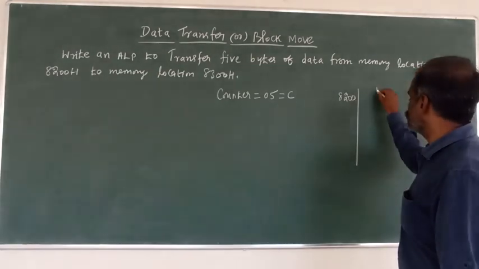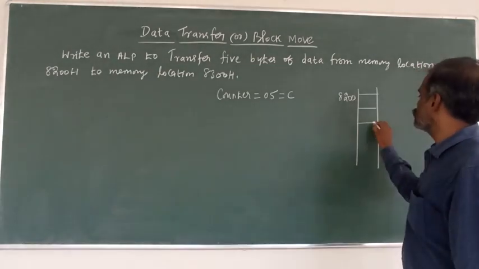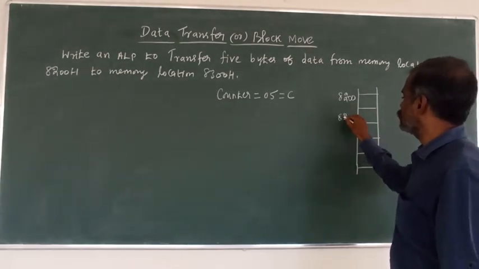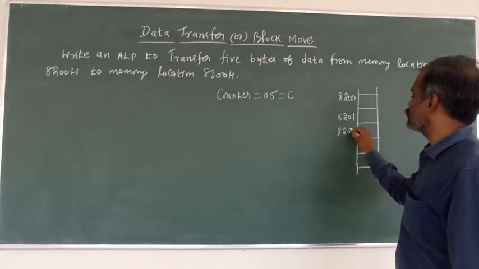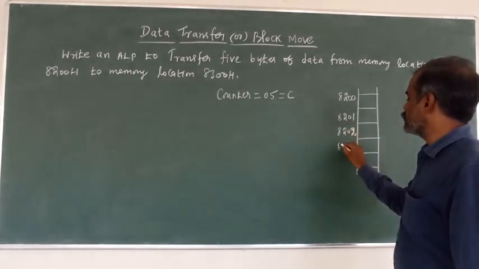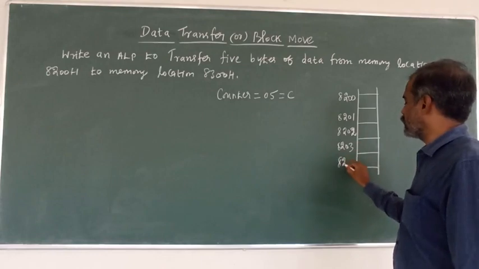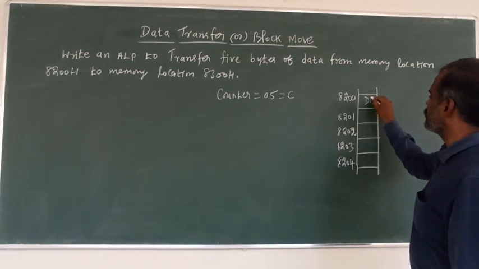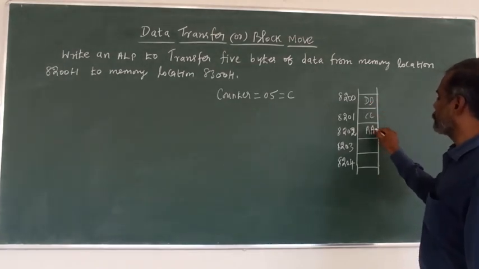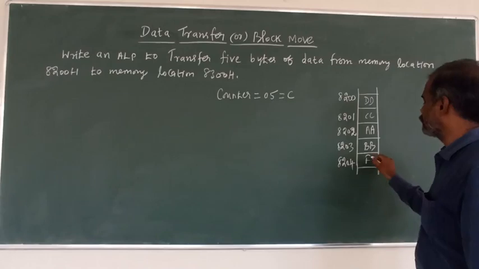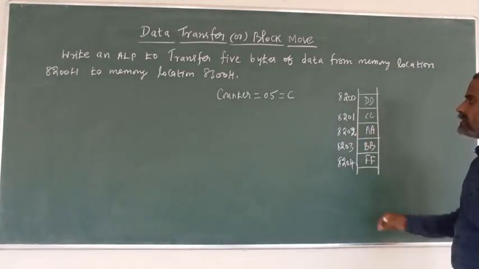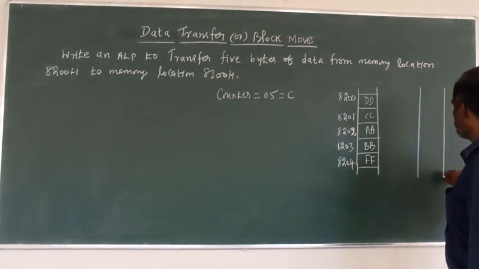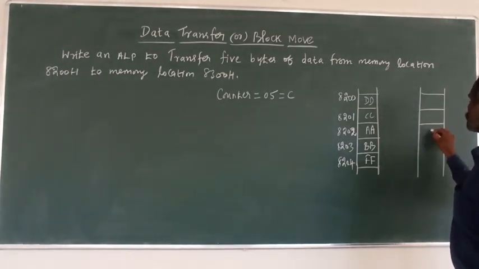The source starts at 8200H, with the 5 bytes at 8200, 8201, 8202, 8203 and 8204. The data are DD, CC, AA, BB and FF. Now the 5 bytes of data from 8200 are to be transferred into 8300.